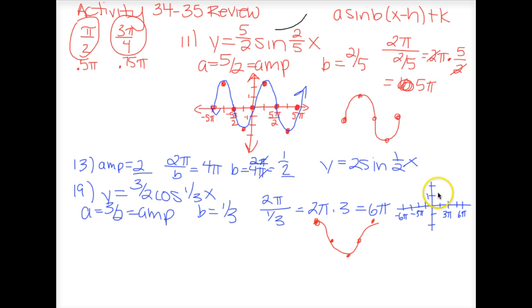So starting at the max, which is 3/2 away from my midline, then back to the midline, then 1.5 units to the min, then midline, then back to maximum. On the other side, down to the midline, then minimum. Oops, I didn't get that quite low enough. Midline, maximum. And connect your dots.